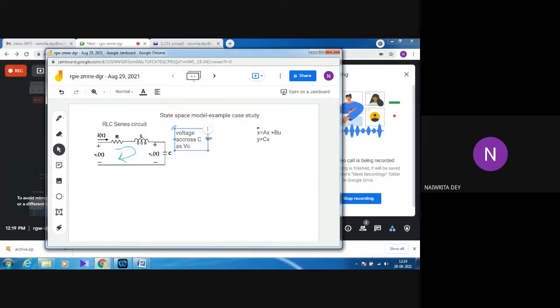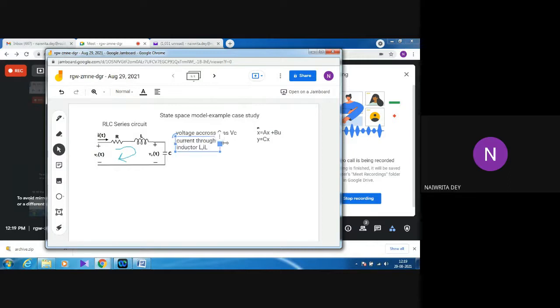Okay, so this is one of our state variables, VC, and the other one we will consider as the current through the inductor, right? So the current through inductor L, which is denoted as IL here in this case.